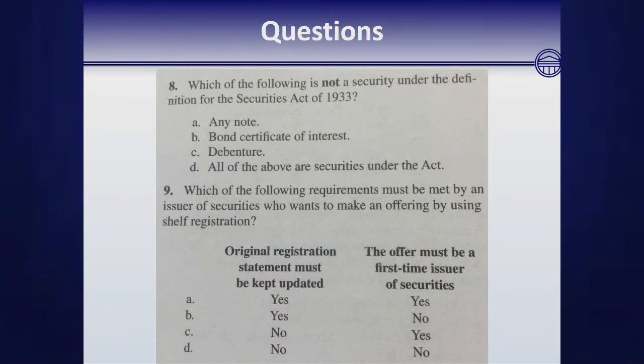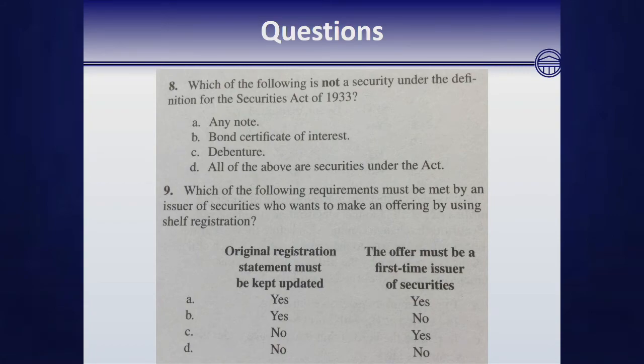So question 8. Which of the following is not a security under the definition of the Securities Act of 1933? And so let's look at your choices. So your choices are A, any note, and then B, a bond certificate of interest, and then C, a debenture. And the answer is all of these are considered to be securities under the Act, so your answer to this question is D.